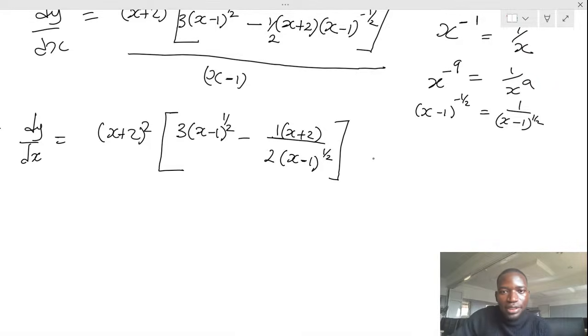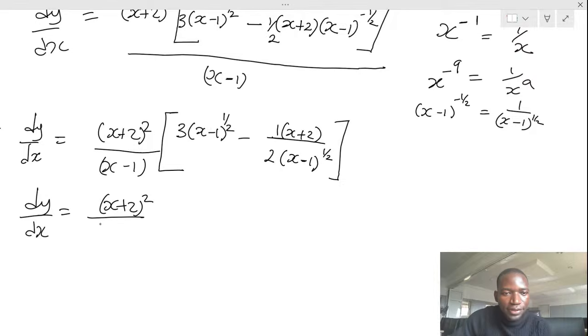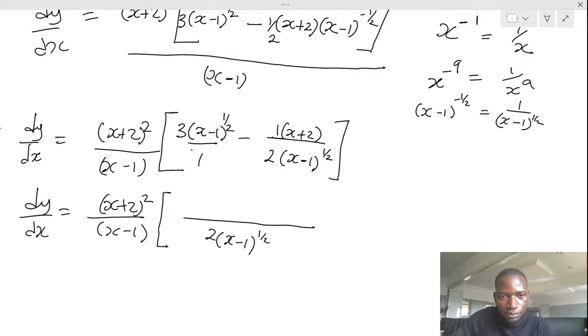All right, then divided by x minus 1. So I can put that one here, x minus 1. So let's go. So we're going to have x plus 2 all squared over x minus 1. Then let us find the LCM here. The LCM here is obviously going to be 2 into x minus 1 all raised to the power half. So when you multiply this by this, it's going to give us the whole of this.